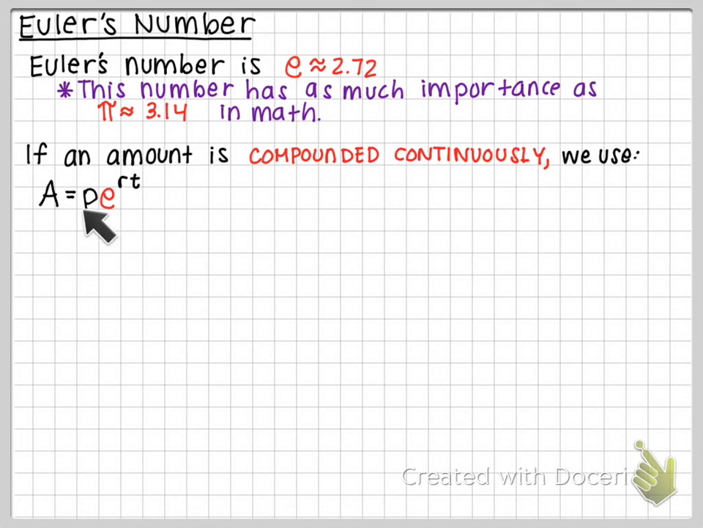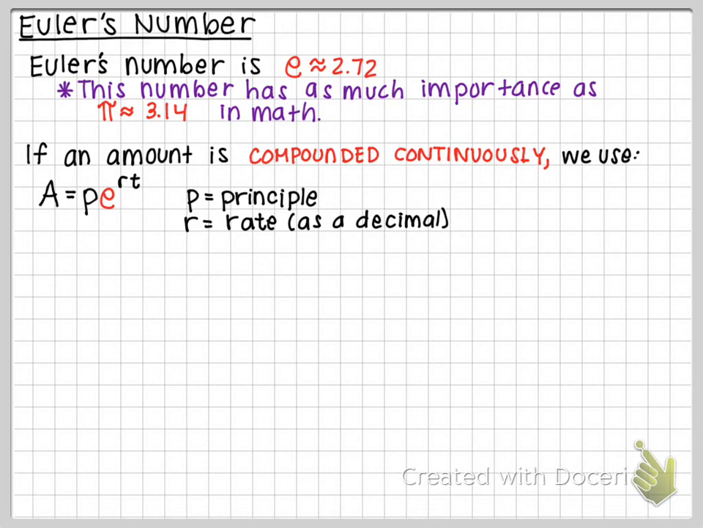Okay, so PERT. That's how you think of it, PERT, P-E-R-T. P is the principal or the amount you started with. So same kind of concept. Rate is still R as a decimal. T is time in years. So we still have the same three pieces, but this E is actually a number. It's about 2.72. It goes on forever, just like 3.14 goes on forever.